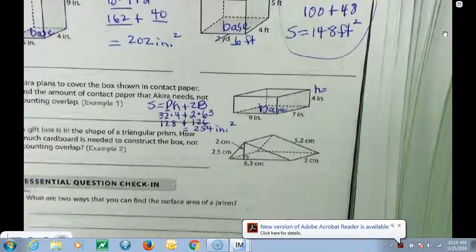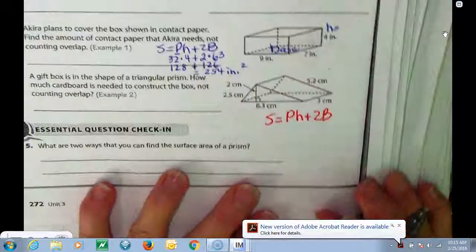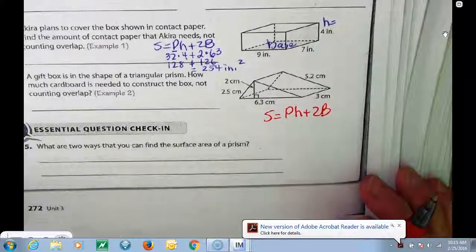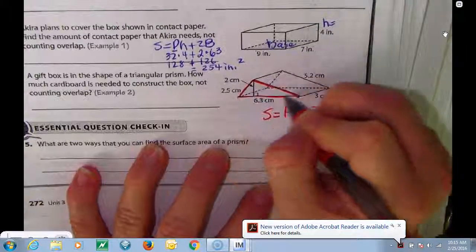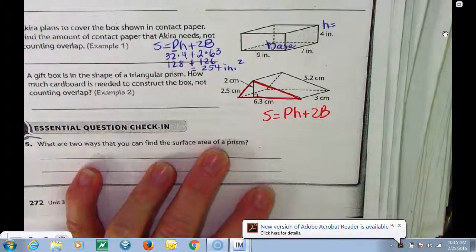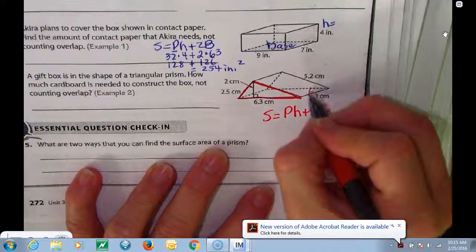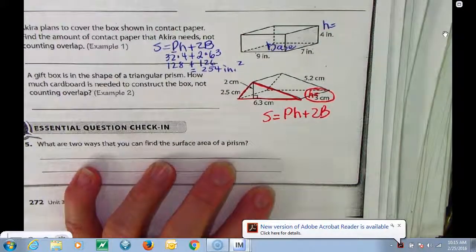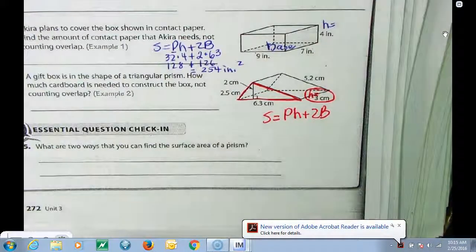Awesome. Now look at number 4. Go down to number 4. Same formula. We're doing the total. Draw around the triangle. That is your base. What is the height? It is 3. Is Logan right? Yes. 3 is the height of the prism. You've got to know those two things. Now go. Let's see what you got.